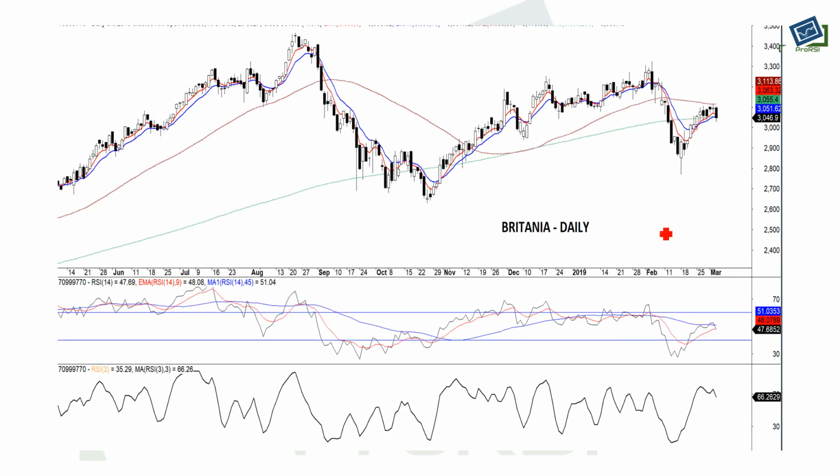So this is Britannia Daily. This is the current chart of Britannia Daily, and you can see two things here. First is the moving average compression on the price, as well as the compression of RSI.